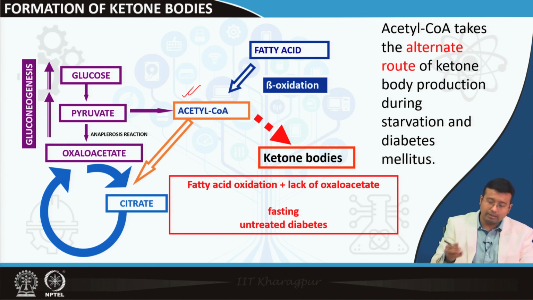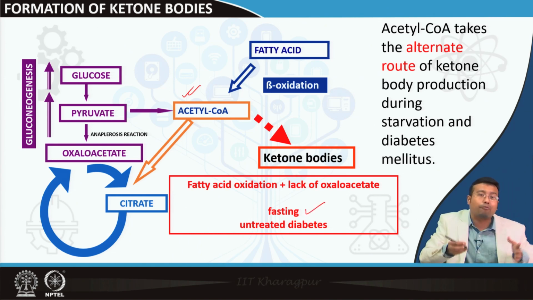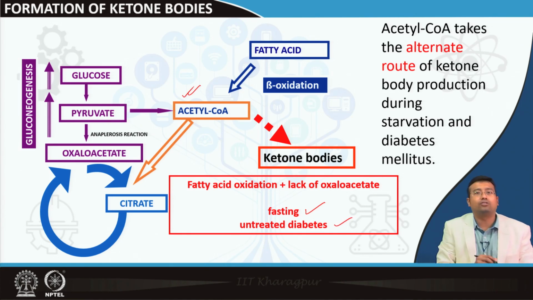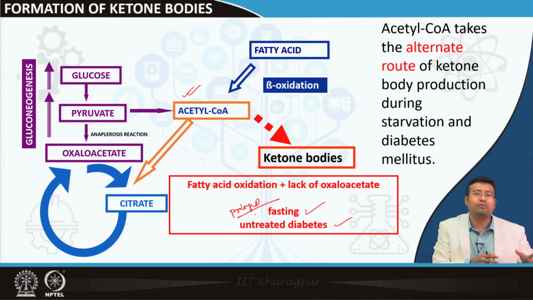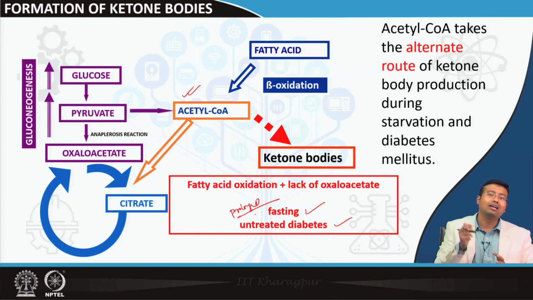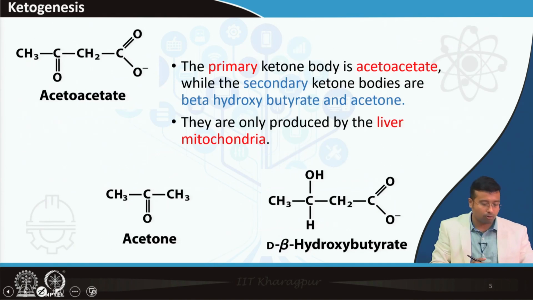Again, the conditions that actually lead to this sort of metabolic alteration are fasting and untreated diabetes. In starvation and untreated diabetes mellitus, these are conditions of prolonged fasting. If you are fasting overnight, for example for a ritual, ketone bodies won't rise much. But in case of prolonged fasting in starvation and in untreated diabetes, especially type 1 or insulin dependent diabetes, the older name, where the autoimmune nature leads to insulin deficiency, this pathway kicks in and leads to production of a huge amount of ketone bodies.